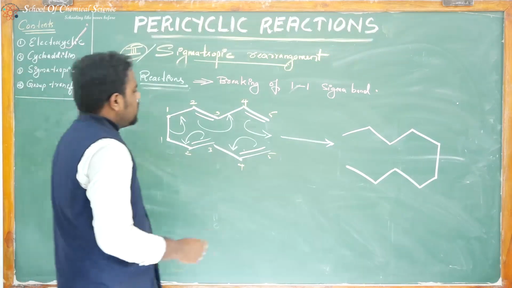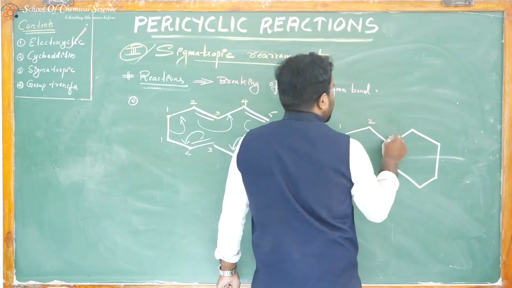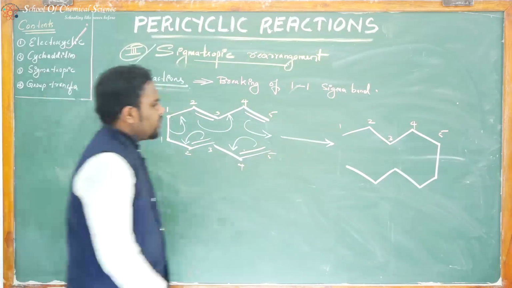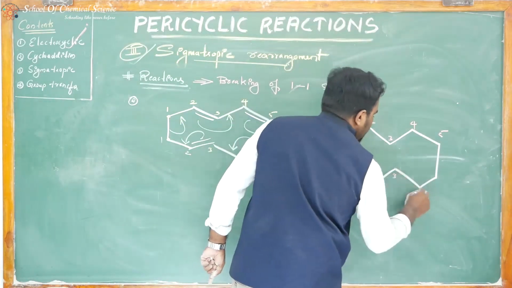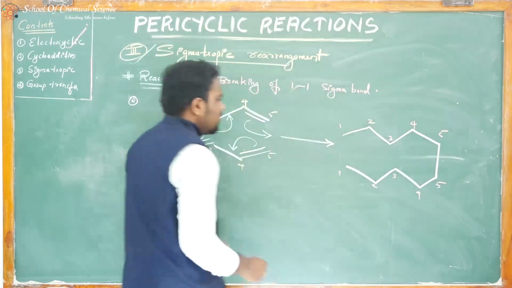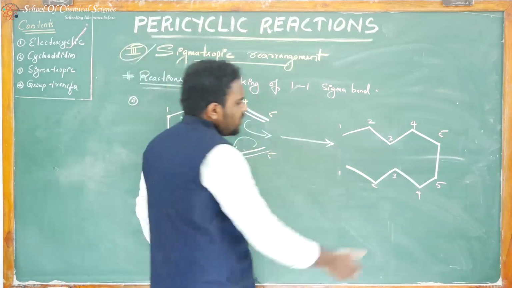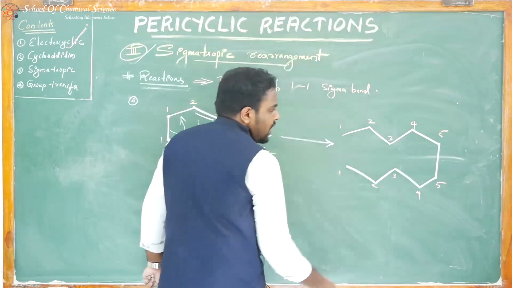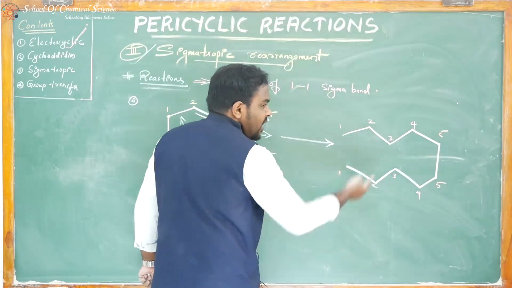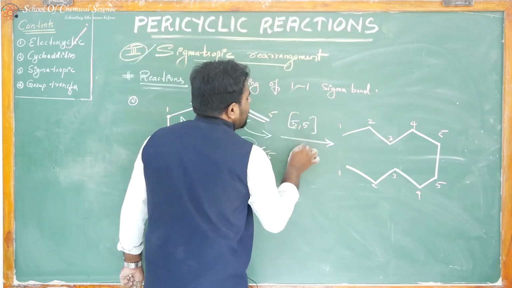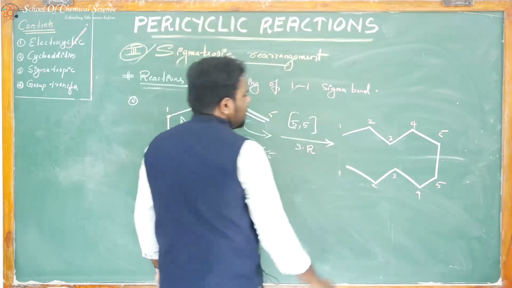Again giving numbers 1, 2, 3, 4, 5. Here also 1, 2, 3, 4, 5. Okay, so one bond undergoes breaking. Between 5 and 5 a new sigma bond is formed. So this is the newly formed sigma bond at 5 and 5. So this is an example of a 5-5 sigmatropic rearrangement.